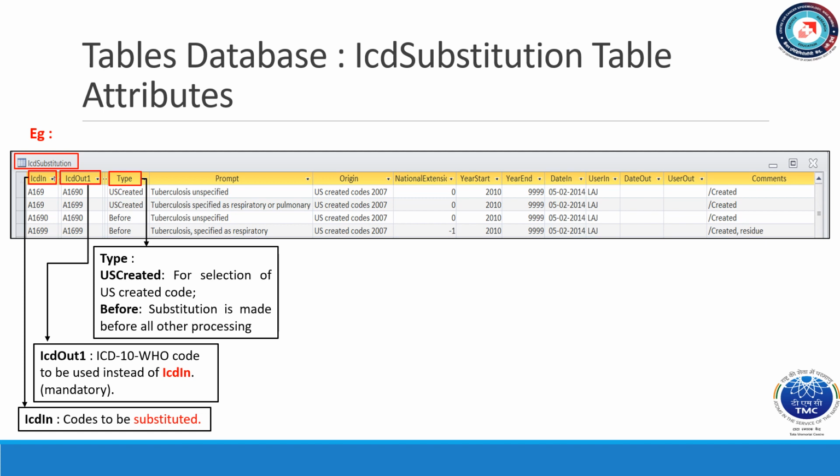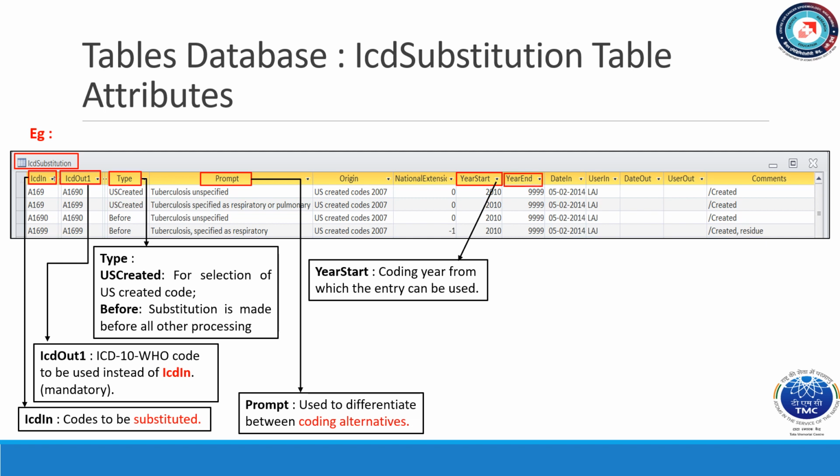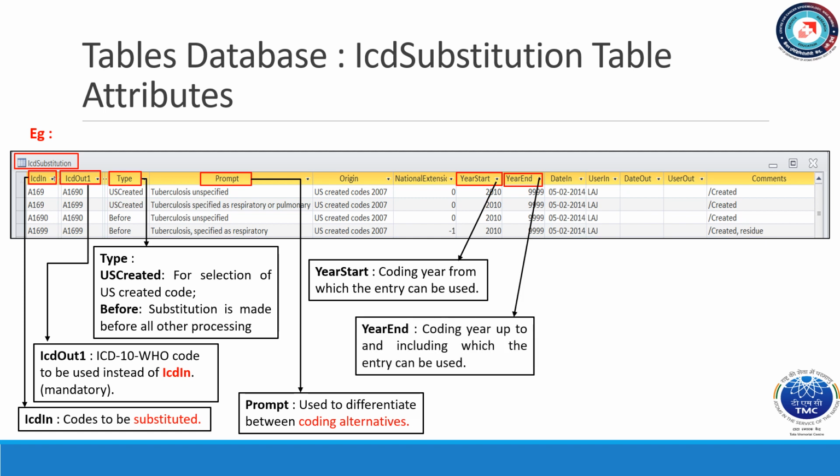Then in the type field, the values are either the text US created, for the selection of US created codes, or the text before, for substitution made before all other processing. The prompt field is used to differentiate between coding alternatives. The year start field specifies the coding year from which the entry is used. The year end field specifies the coding year up to and including which the entry can be used.